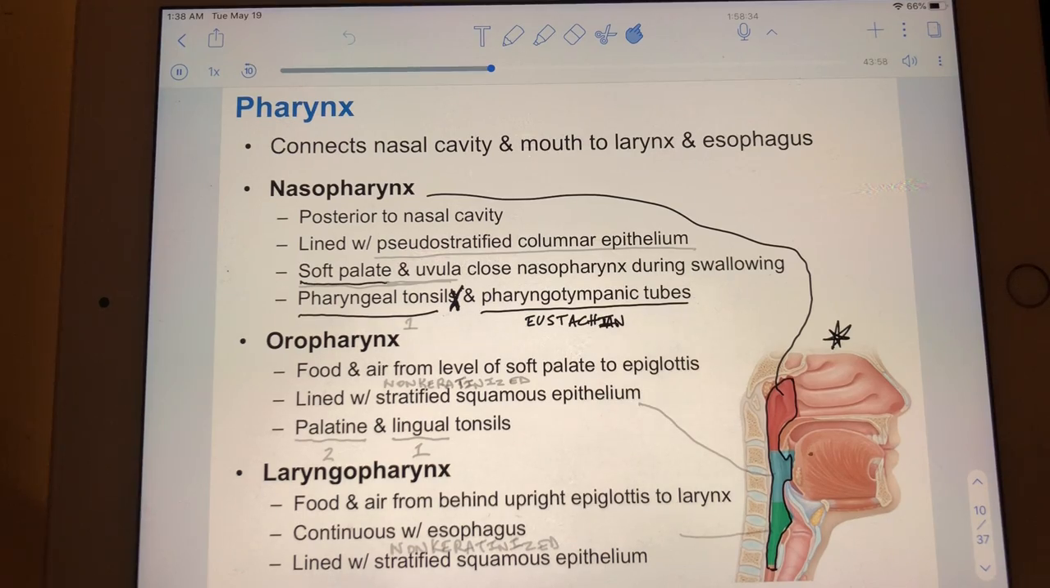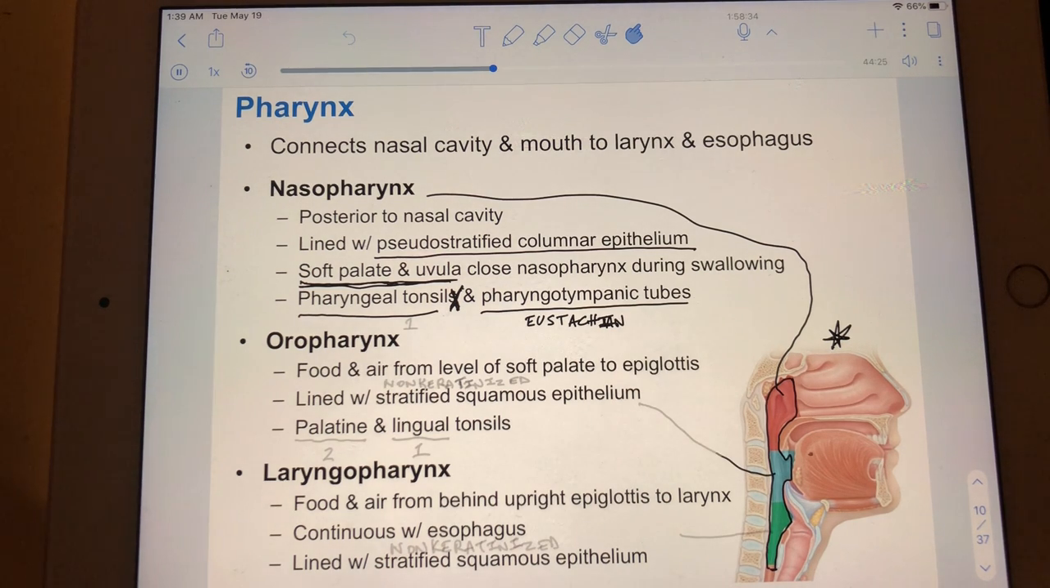The soft palate, when we swallow, lifts the uvula up to help seal off the nasopharynx so that we don't send food upward into the nasal cavity. The nasopharynx is lined with pseudostratified columnar epithelium. In other words, its tissue is continuous with the respiratory mucosa of the nasal cavity.